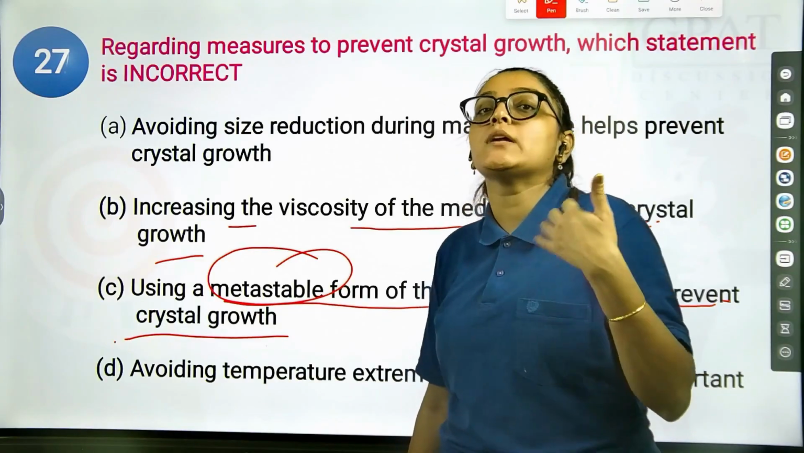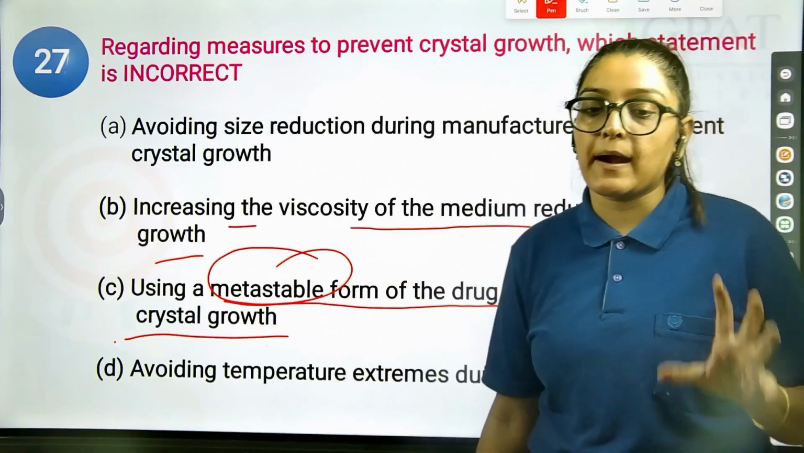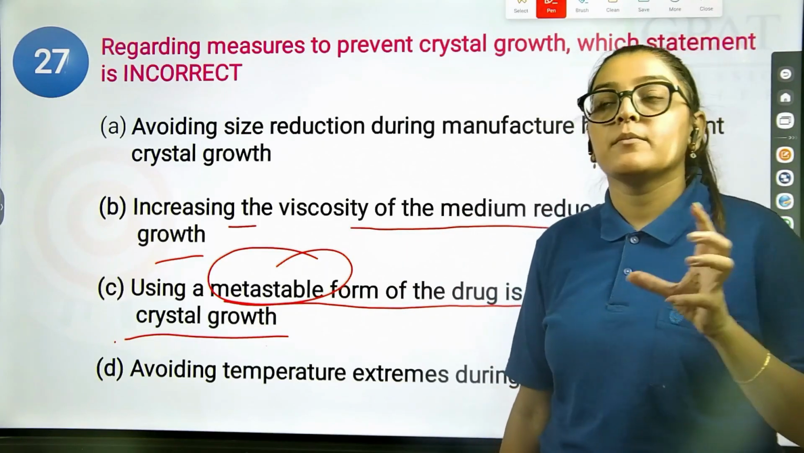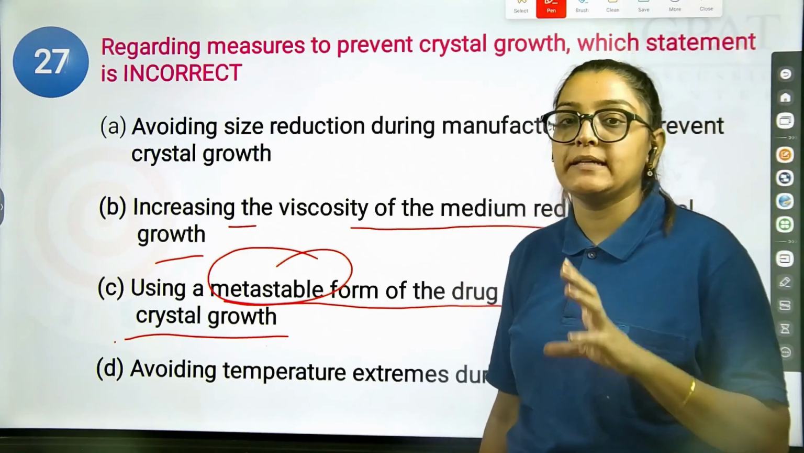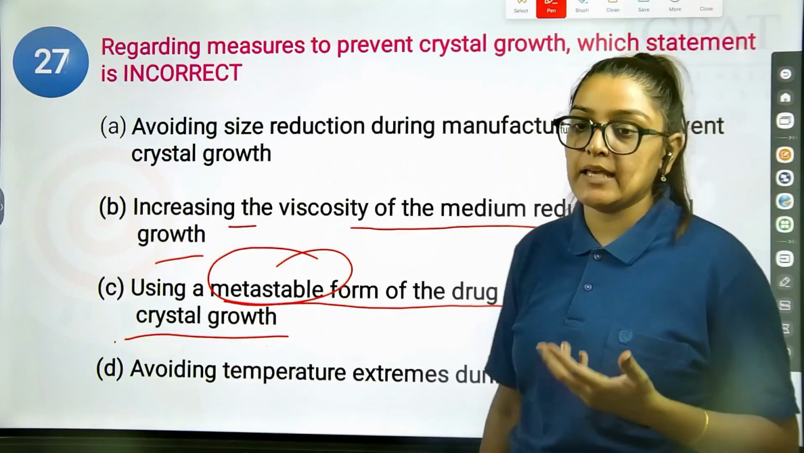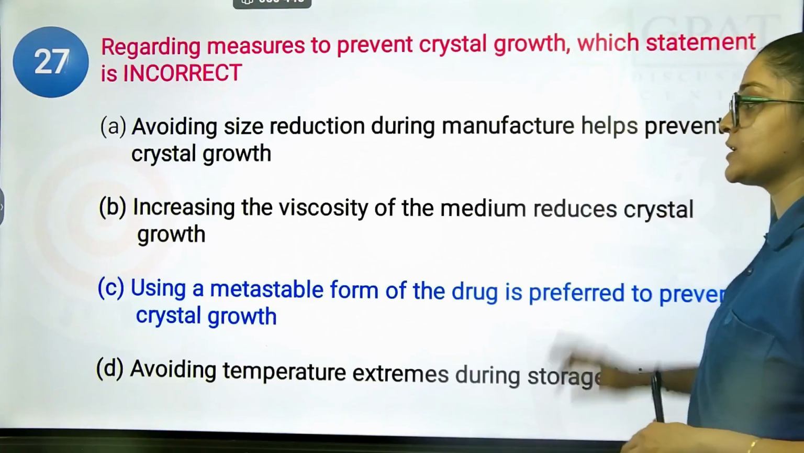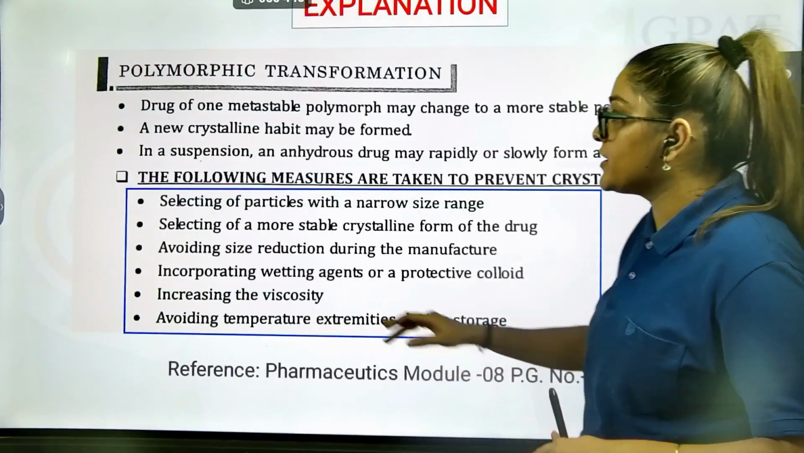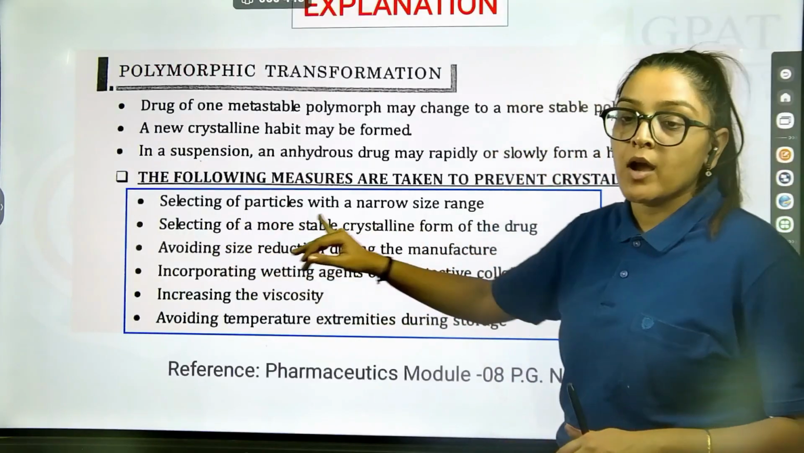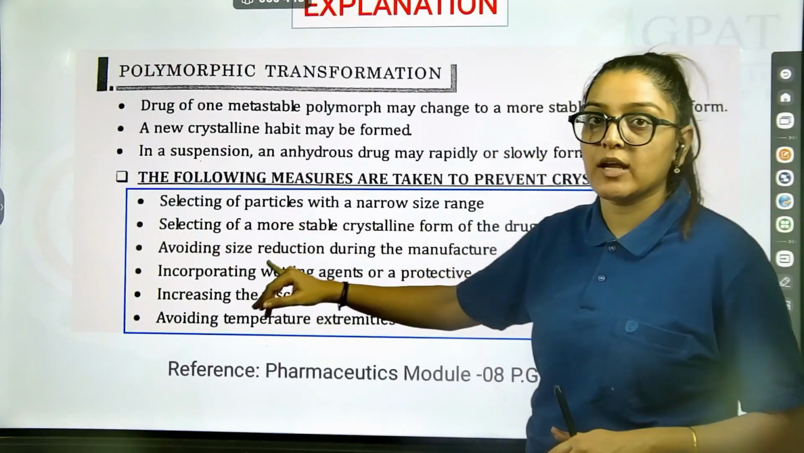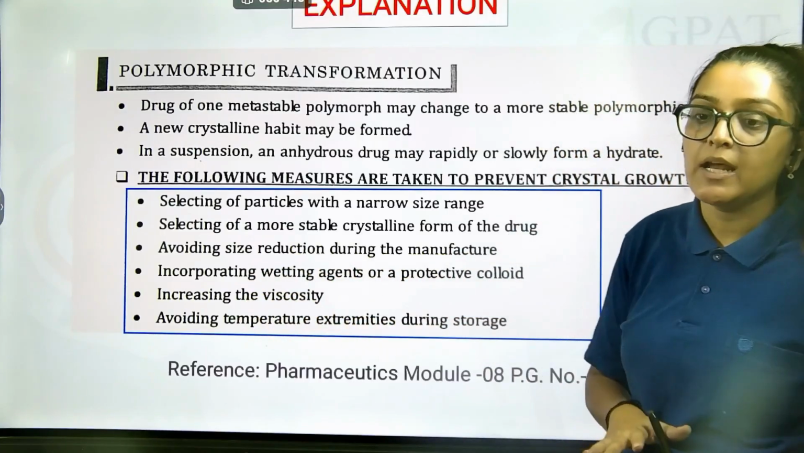Although a metastable form is not unstable, still we generally prefer, for preventing the crystal growth, that the particle needs to be in a particular narrow range. We usually tend to use a much more stable form, or we add a wetting agent, or avoid any temperature fluctuations, or even increase the viscosity. So these are the methods by which we can prevent the crystal growth, but not by using a metastable form, right? So we can select the particle in a particular size range, select a more stable crystalline form, avoid the size reduction during the manufacturing, incorporate wetting agents, increase the viscosity, or avoid the temperature extremities.